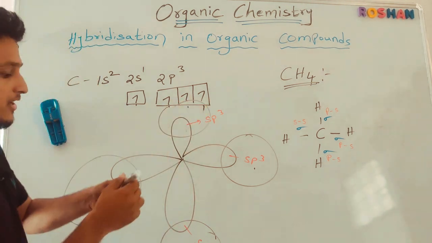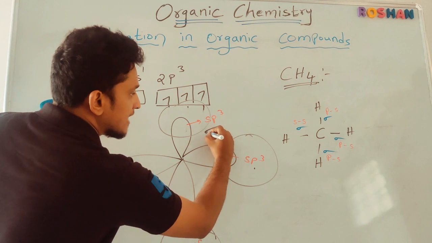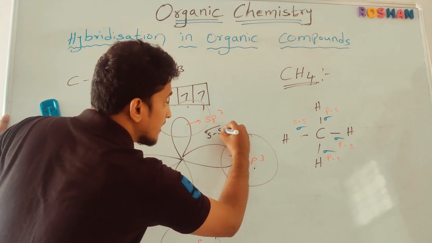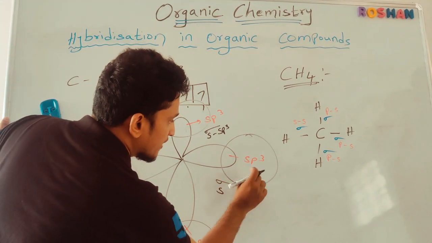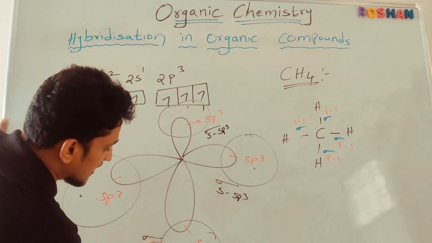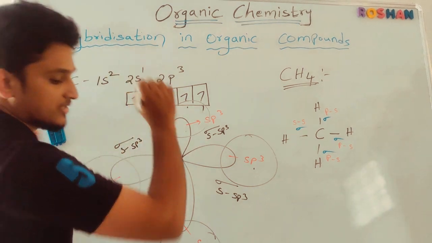Understood? Now look here. The sigma bond is only between the s orbital of hydrogen and what is the orbital now of carbon? sp3. It's no more s, no more p. Here the s orbital of hydrogen and sp3. This is the concept.